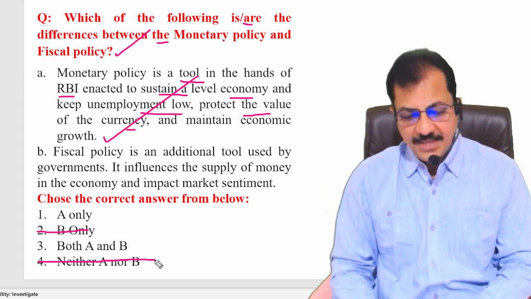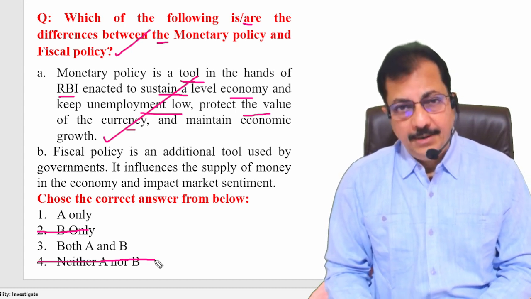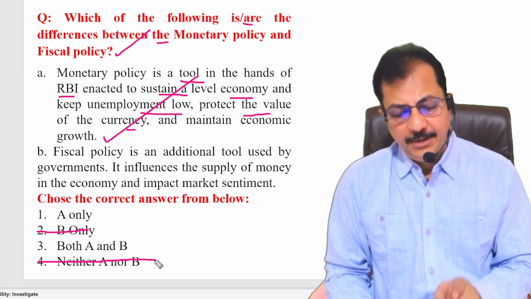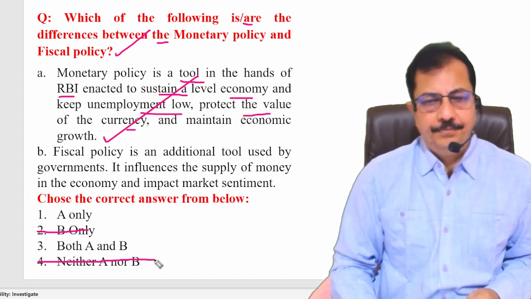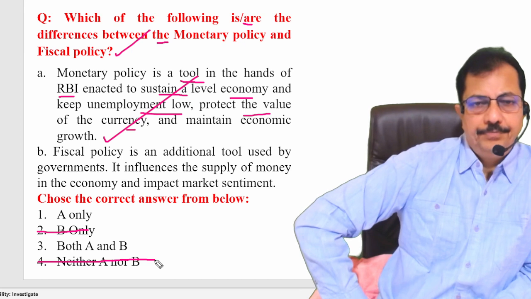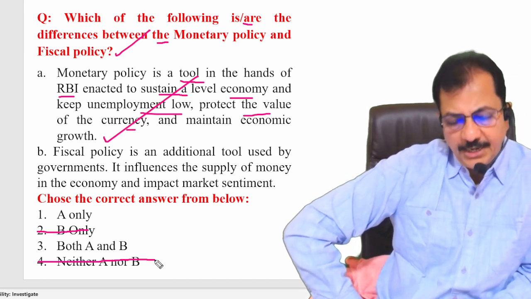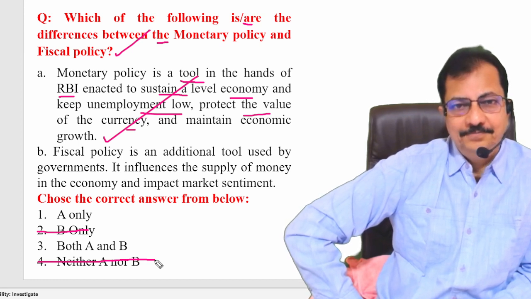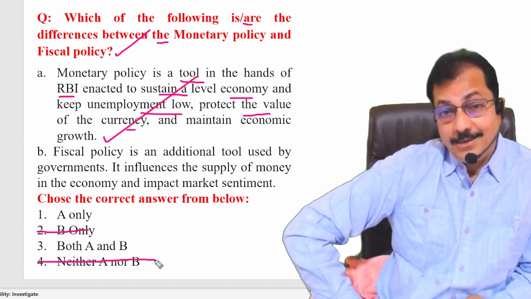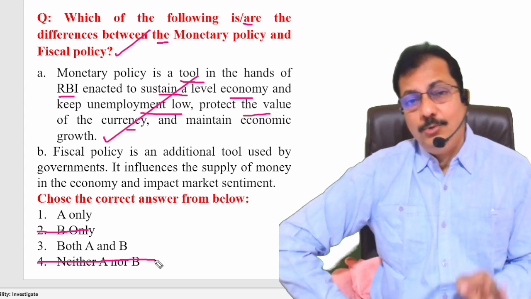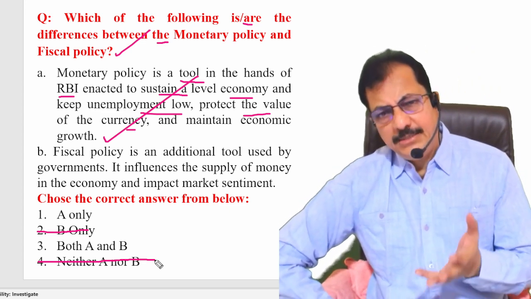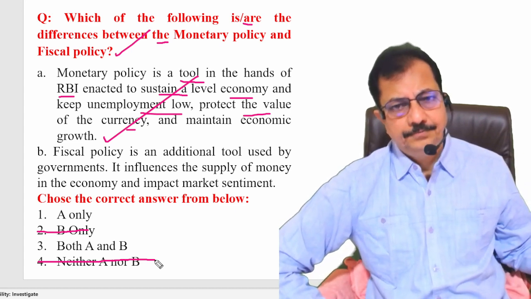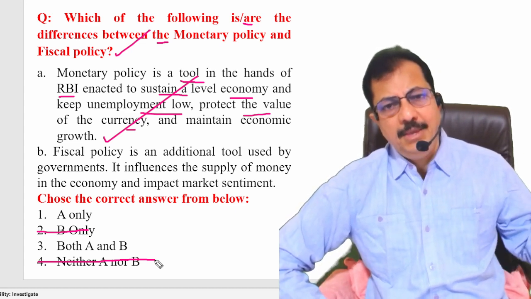For example, in the examination, try to understand. Say if statement A is wrong, do you straight away go to option 2? Very, very risky. Whether statement A is right or wrong, you have to read statement B, because there is a possibility statement B may also be incorrect. Both A and B may be incorrect.